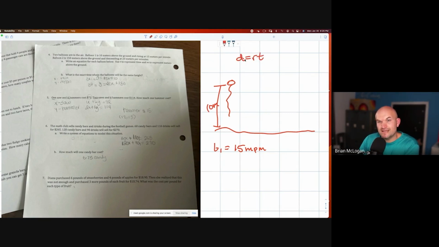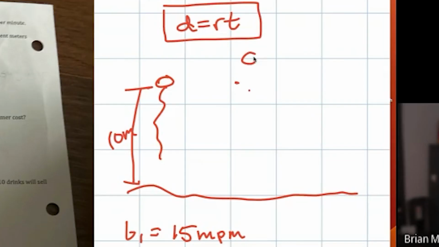So whenever I hear rate or distance and time, I always write this equation. Don't know if it's going to be used. I just always write it because it's a very important equation to know. Distance equals rate times time. So that's the rate of balloon number 1. And then it says balloon number 2 is 150 meters. Holy moly. Wait a minute. Okay, wow. So balloon number 2 is really high.